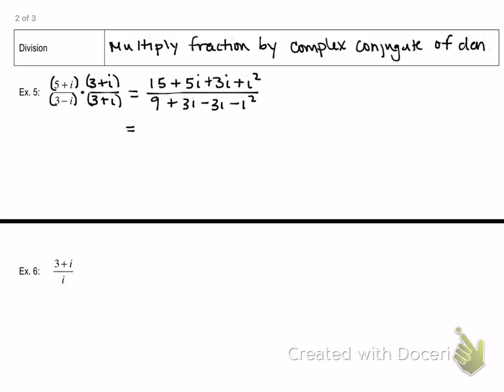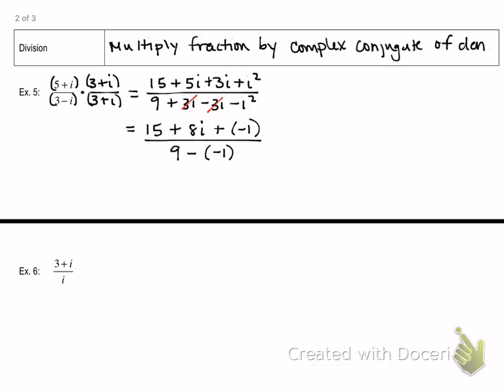All right, so let's simplify this. On the top, we will combine the i's to get 8i, and then remember, anytime we have i squared, we have to eliminate it by plugging in -1. On the bottom, notice that my 3i's are going to cancel, and I get 9 minus, and I'll plug in -1 for i squared for that one as well.